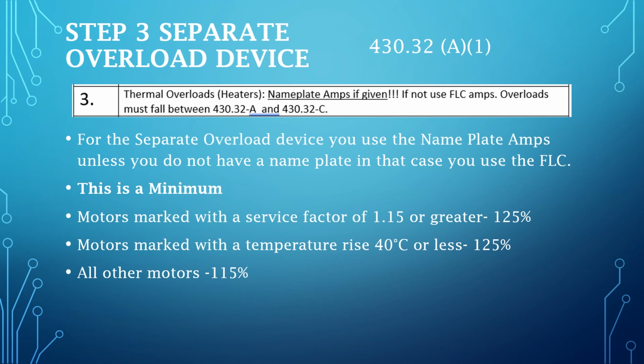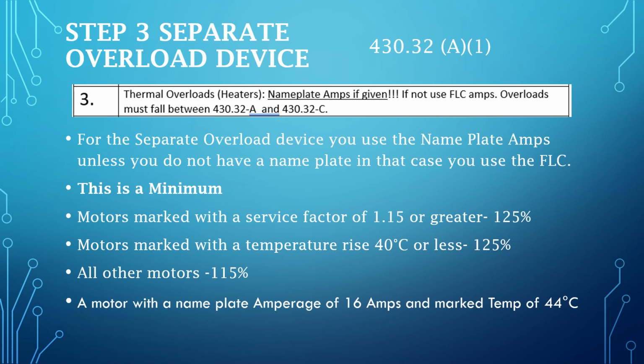Let's say we have a motor with an amperage of 16 amps marked with a temperature rise of 44 degrees Celsius. So that's going to be more than the 40 limit. We weren't given a service factor, so we assume that it's an all-other motor. 16 times 115% equals 18.4 amps. Now, is there a size 18.4 fuse? Probably not.